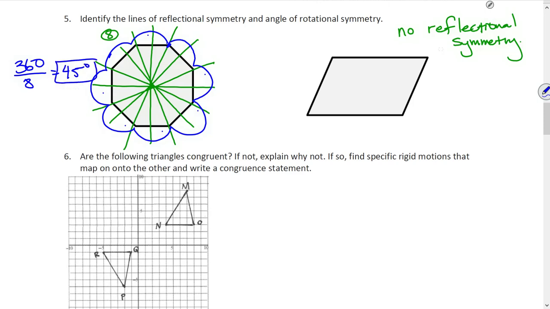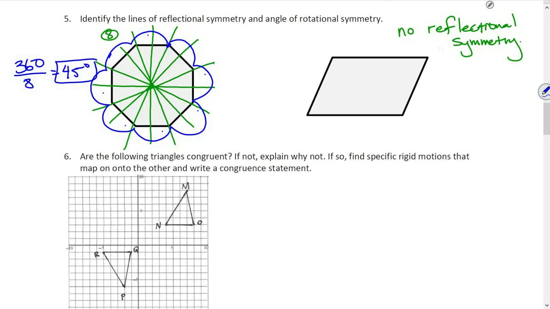Now, it's not 8 because there were eight lines of reflectional symmetry. And it was not eight because it had eight sides. Okay, that does happen with regular polygons. Okay, but it doesn't happen with most shapes.